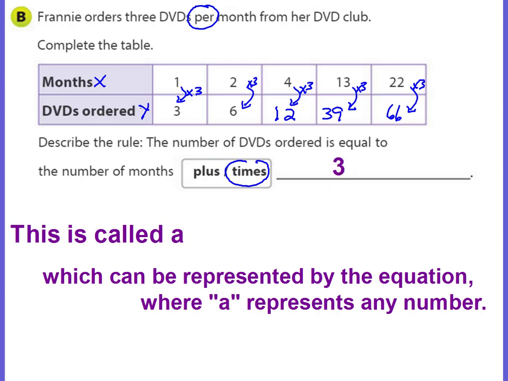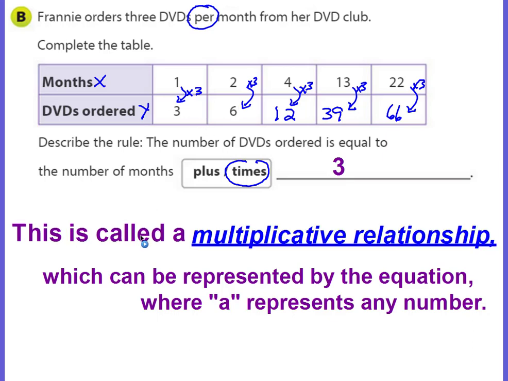Times 3. Because every time we multiply by 3. This is what we call a multiplicative relationship because we're multiplying. And this can be represented by the equation y equals a times x, or ax, where a represents any number. So if we wanted to write our equation, we would say that it's y equals, and our number that we're multiplying by is 3. 3 times x.